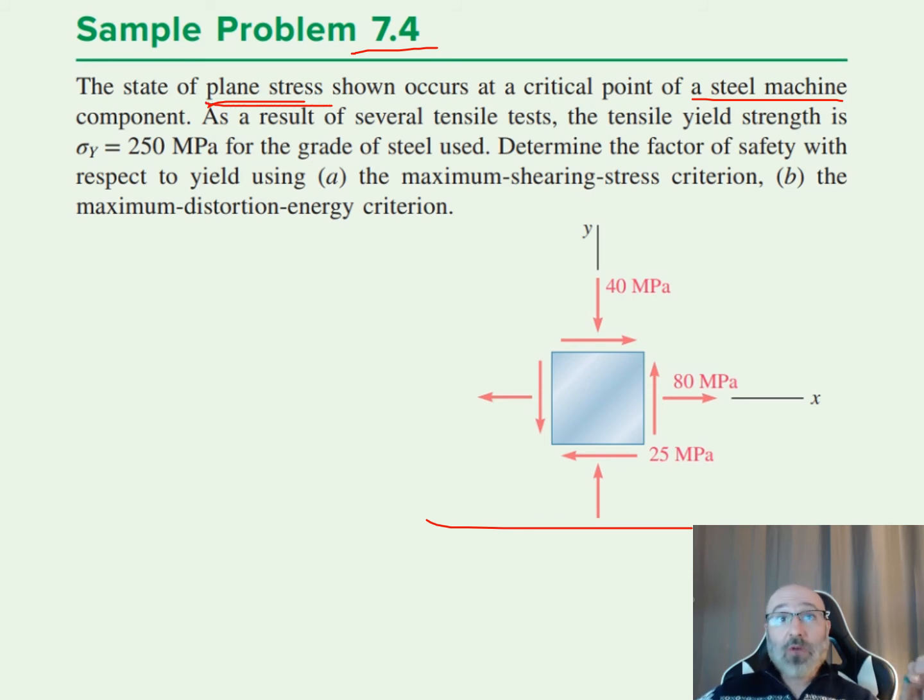So as a result of several tensile tests, the tensile yield strength is known to us and given to us as sigma y equal to 250 megapascals for the grade of steel that they've used. Now within this problem, they're asking us to solve for a couple different things.